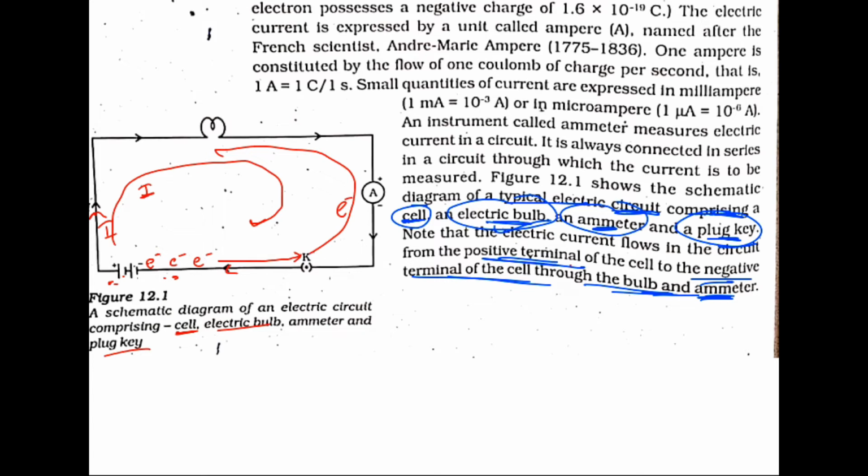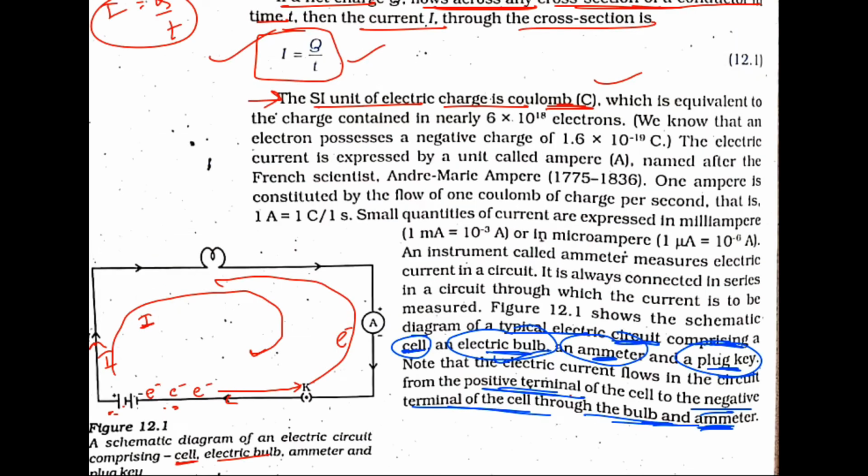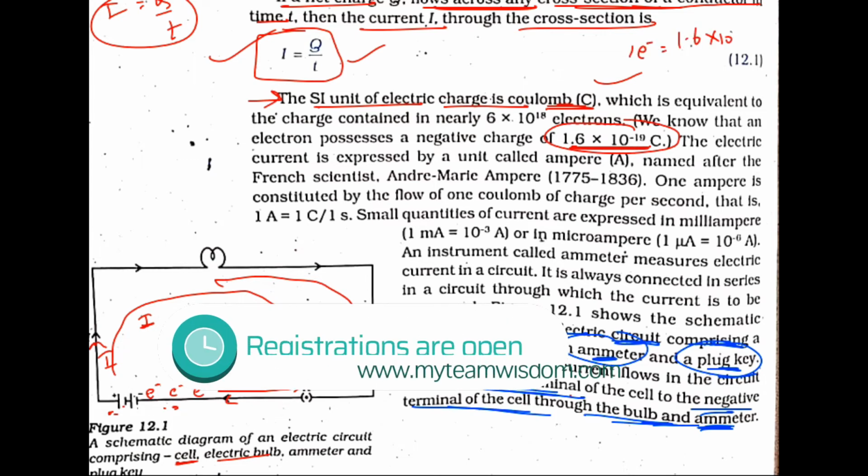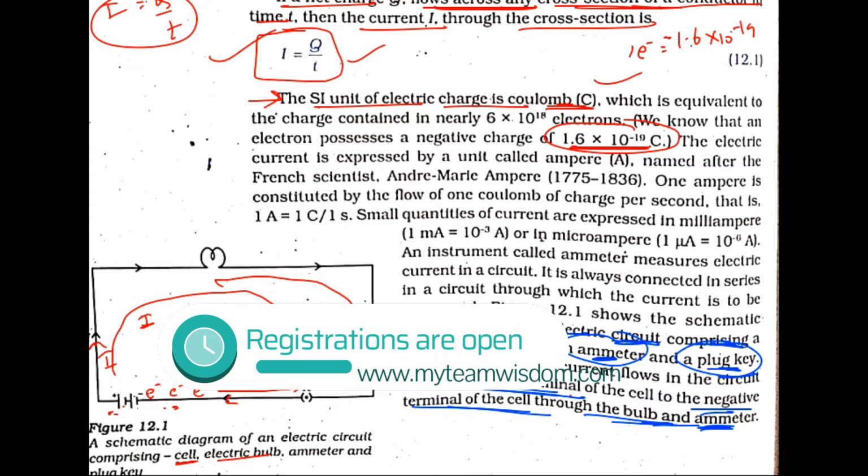And regarding problems, this is important. What is the charge of an electron? The charge of an electron is 1.6 into 10 power minus 19. This is negative, but generally we will take the magnitude here.